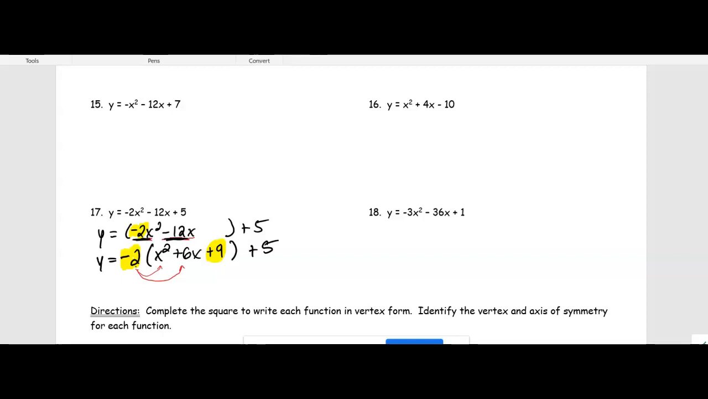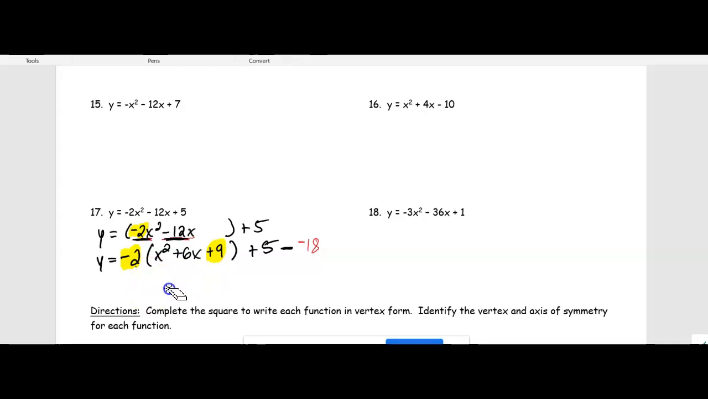So remember what we've been doing this whole time. On the back side, we've been subtracting away whatever we added to that problem. Understand now what we've added to this problem. Haven't we added a negative 18? A negative 2 times a 9 is a negative 18. So we're going to subtract away a negative 18. Any questions on that?